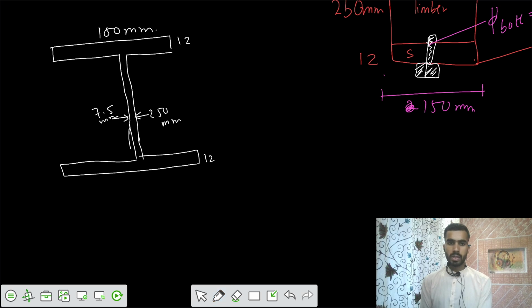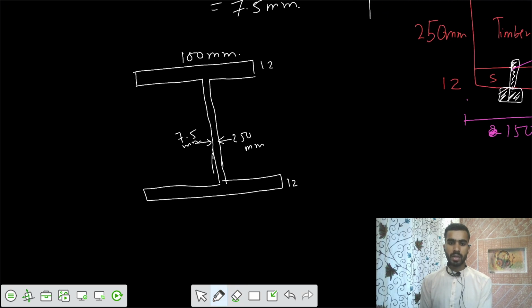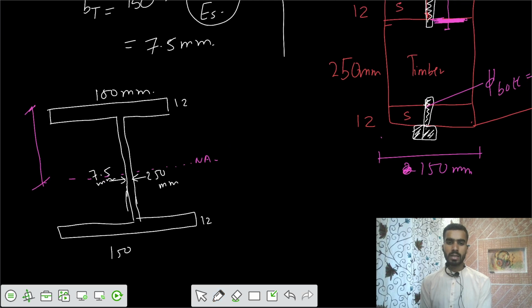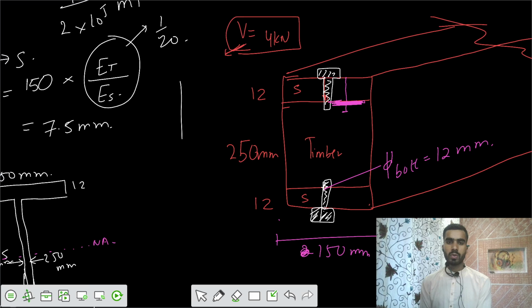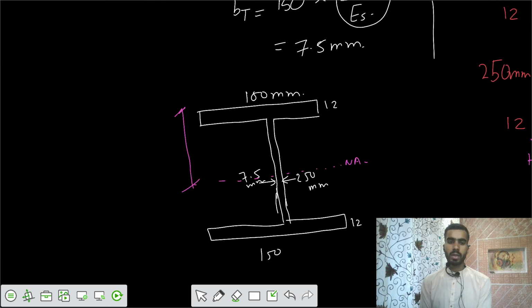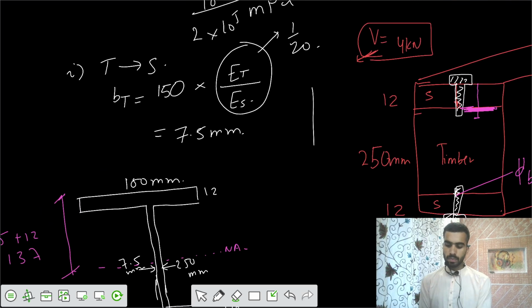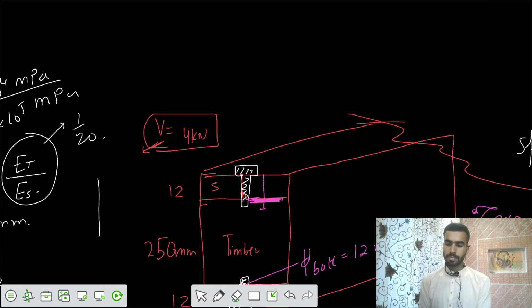And now, because the section is symmetric, I can say directly that the neutral axis at the midspan is at the midsection. So from the top, the neutral axis is at a distance of 250 by 2, that is 125, plus 12. That is 137.